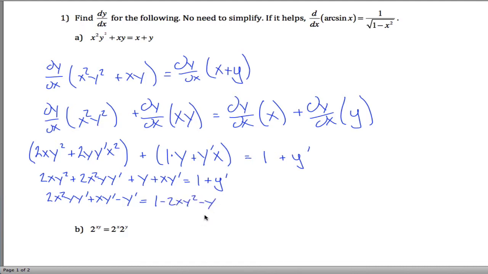you'll get to here. Subtract y from both sides, subtract 2xy squared from both sides, subtract y prime from both sides. What I can now do is factor out a y prime, because each of these 3 terms have a y prime in them. If you factor it out from the first term, you get 2x squared y. Factor it out from the second term, you get x. Factor it out from the third term, you got a negative 1.